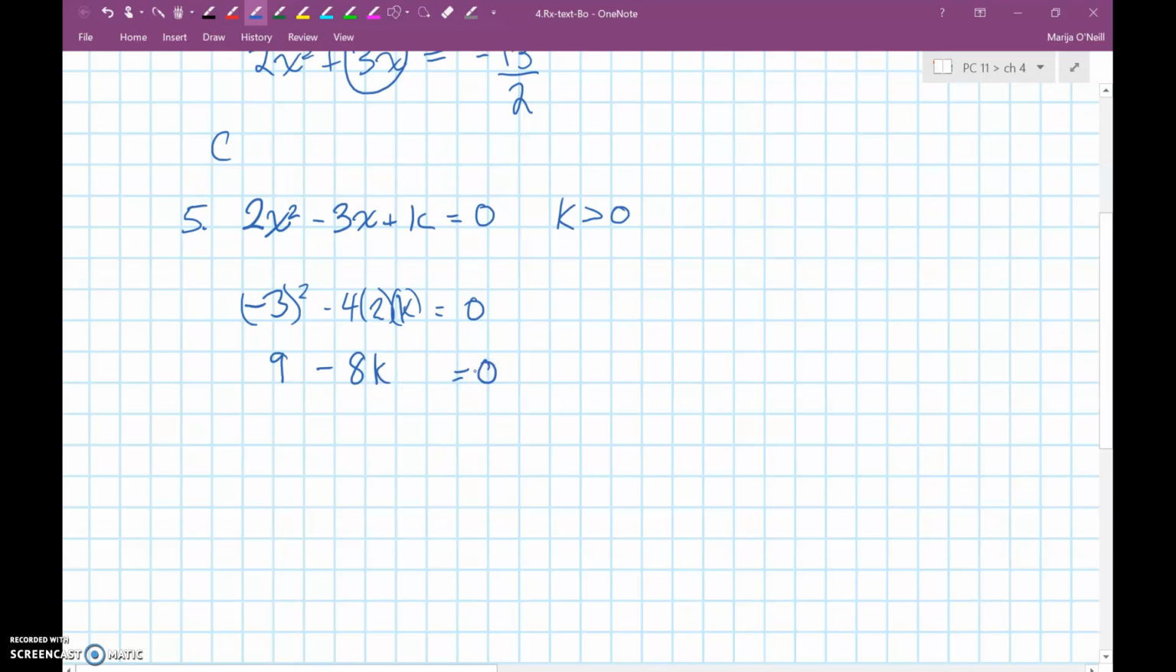Then I'm going to add negative 9 to both sides, so it's negative 9 equals negative 8k. Then divide both sides by negative 8, and that's negative 9 over negative 8, so k equals 1.125. When k equals 1.125, there will be 1 solution. I also plugged this into Desmos. If it's less than this, there will be 2 solutions, and if it's greater than this, there will be 0 solutions.